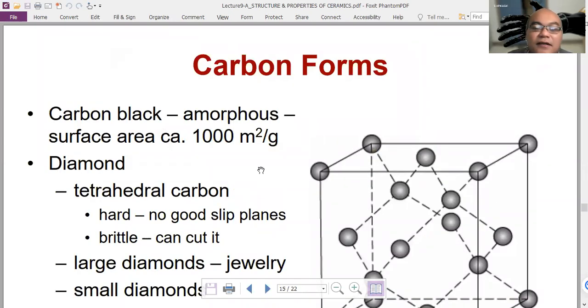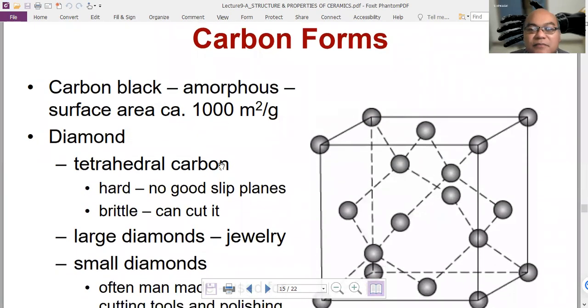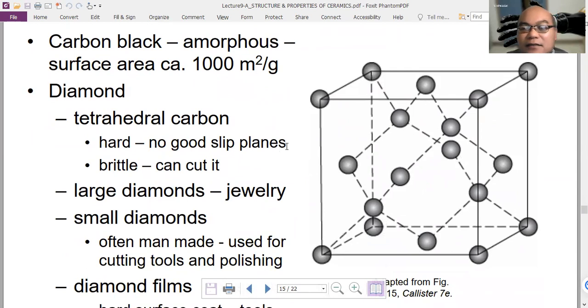Carbon forms. So this, I think Andy and his group once mentioned about this, in one of the assignments. Carbon black is amorphous, it has only carbon like a graphite structure, with layers like this and no binding between the layers. It is amorphous and the surface area will be large, about 1,000 square meters per gram. But when carbon binds in a tetrahedral structure, it will be hard like this, because there are no good slip planes. It cannot deform at all.